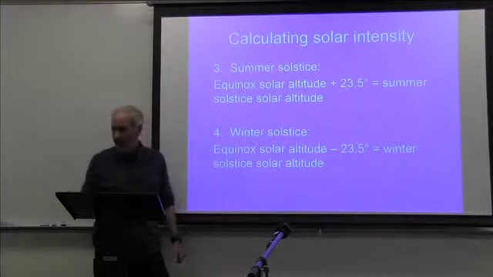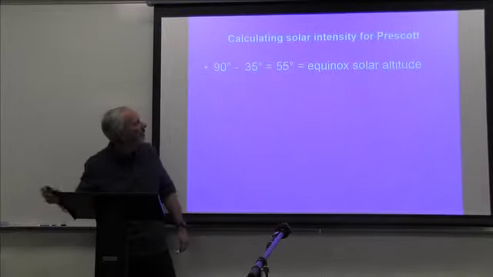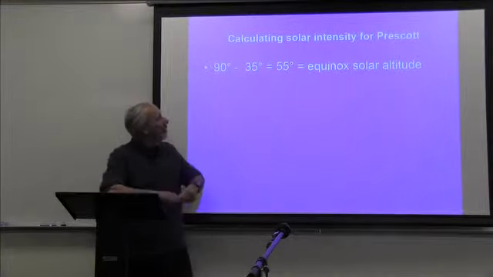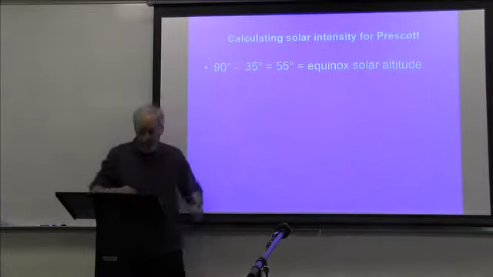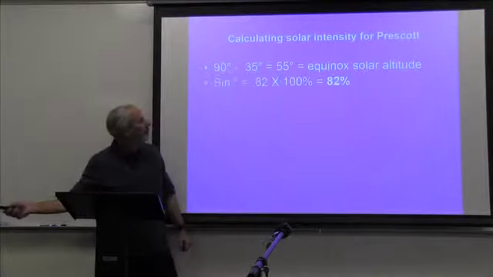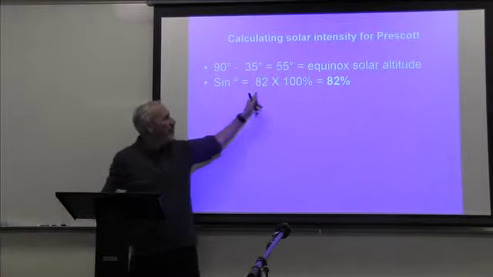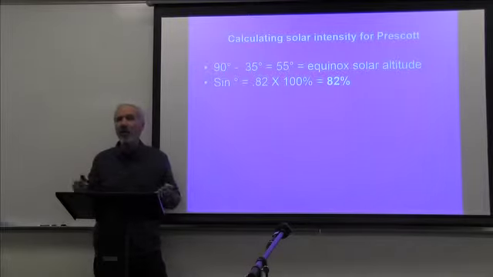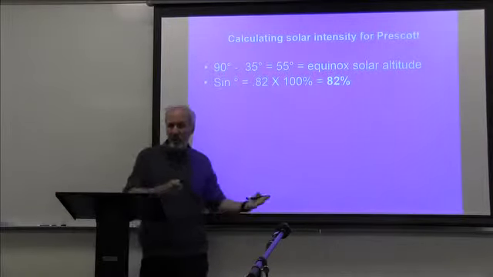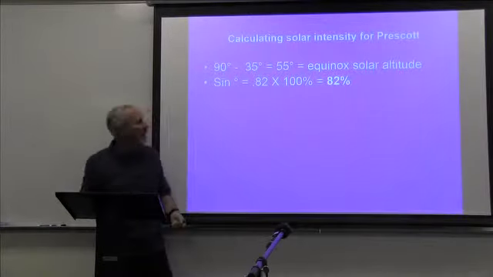So let's do that for Prescott. Let's run the numbers here, all right? So remember how equinox solar altitude is 90 minus your latitude, we're at 55. We take the sine of 55, 0.82, we get 82%. So on both equinoxes, we're going to get one today, and we're going to get one 6 months from now in September, around September 20th.